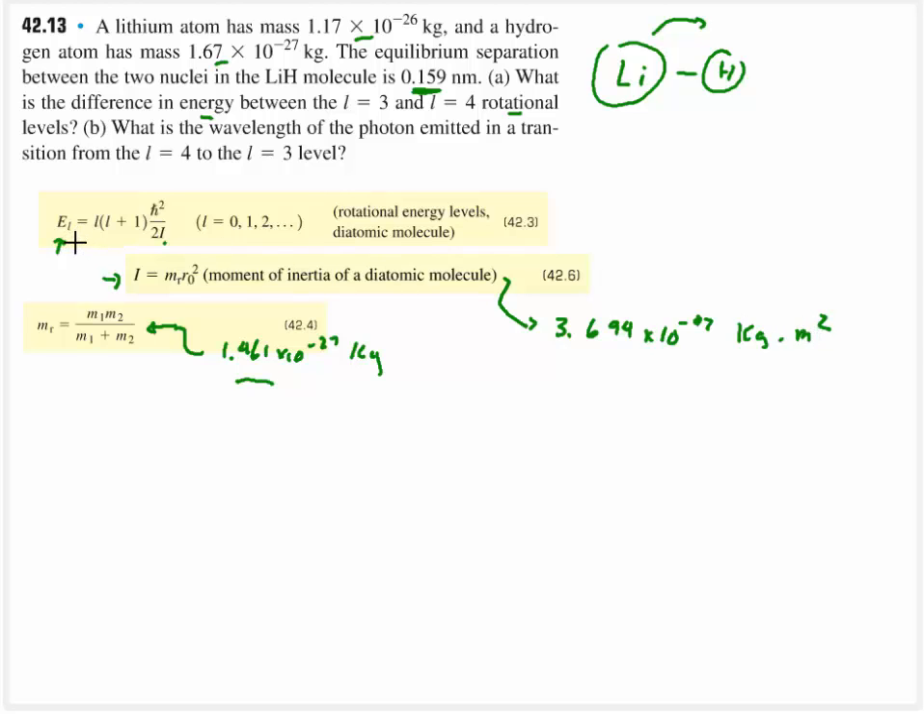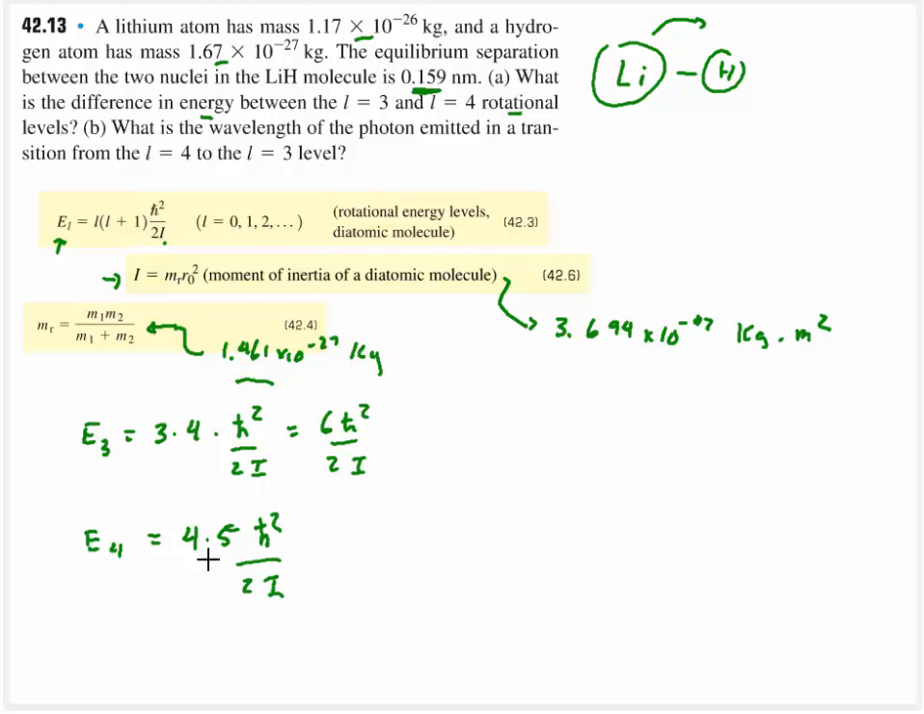Now we can go ahead and calculate our energy levels. The energy level for L equals 3 is going to be equal to 3 times 3 plus 1, which is 4, multiplied by h bar squared divided by 2I. So that's 12 divided by 2, that's 6. So it's equal to 6 h bar squared divided by 2I. And the energy level for L equals 4 is equal to 4 times 5 times h bar squared divided by 2I. So that's 20 divided by 2, that's 10 h bar squared divided by 2I.